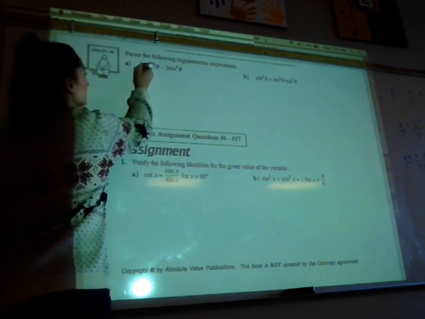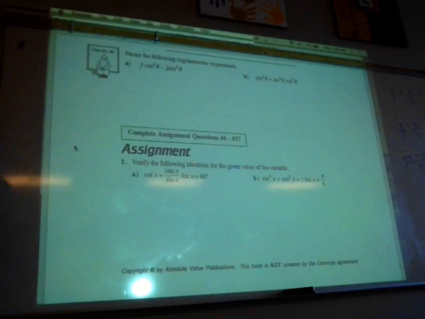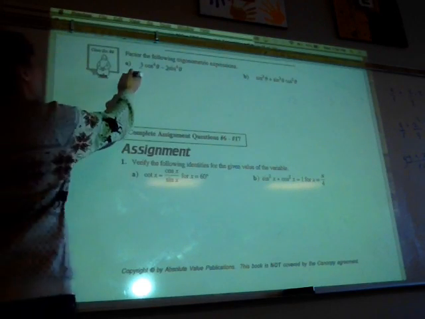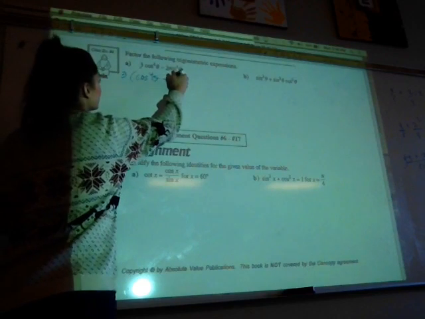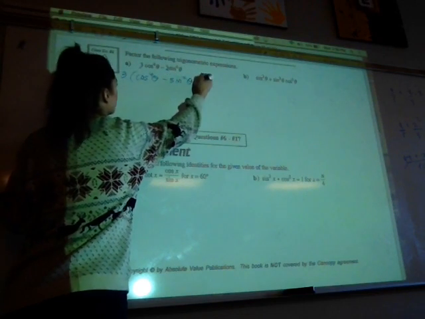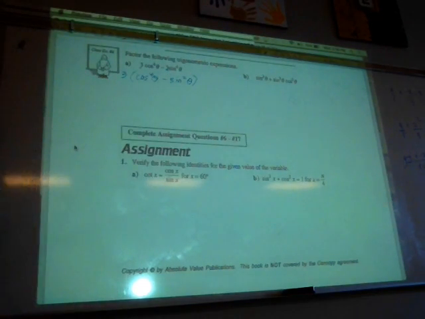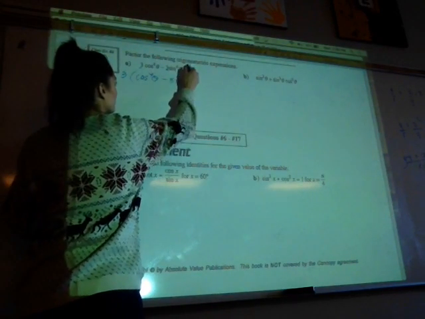Well, they're both the power of 4, but what's a term that's in common? It's the leading coefficient on both, so we can factor out a 3. And we're left with cosine theta to the power of 4 minus sine theta to the power of 4. To the power of 4. I wrote 2.